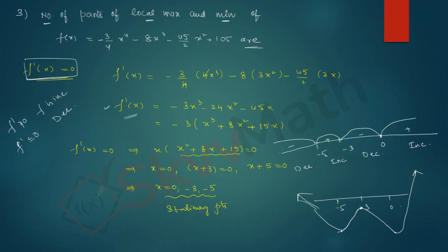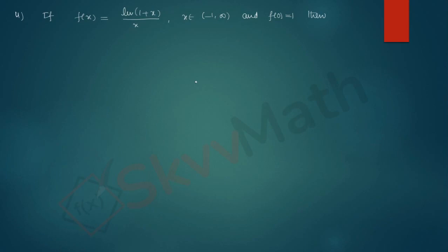Now you can see here we have local minima, here local minima, and here local maxima. So we have two local minima and one local maxima. What are the local minima points? -5 and 0 are the two local minimas, and at -3 we have the local maxima. So the total number of points of local maxima and local minima is 3: only one local maxima and two local minima. So this is one more problem from maxima minima.